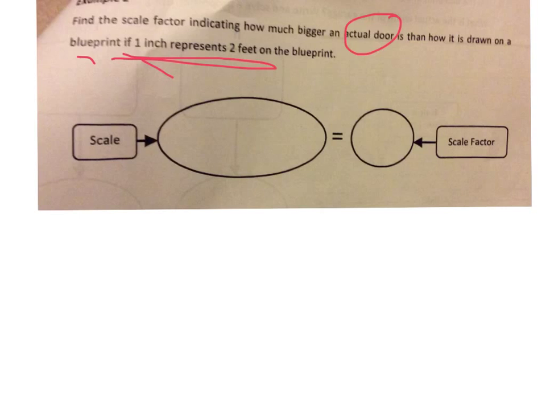So when you look at this scale, you should know the second number is the real door. So we're going to start with that on top. So 2 feet. And then it says compare the door to the blueprint. So the blueprint is 1 inch. Well, if we do what we just did in the last problem, to find the scale factor, we took the top divided by the bottom. So 2 divided by 1 is 2. Which means it's 2 times bigger. The door is 2 times bigger than the picture.